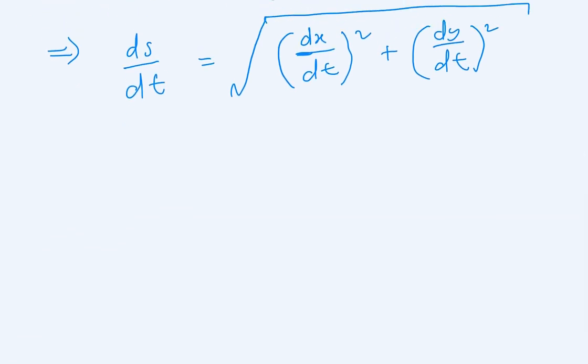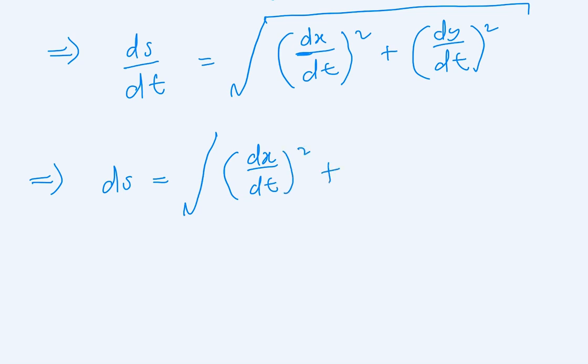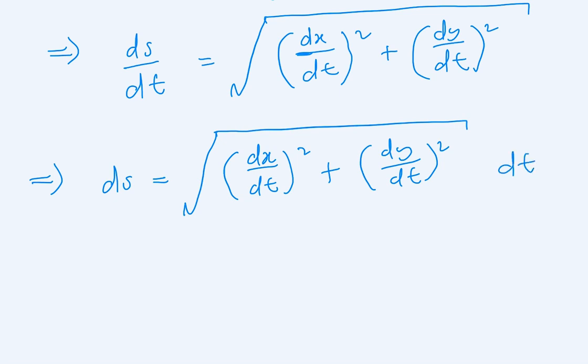So now you're here. So the next thing that we want to do now is just multiply it throughout by dt, because we want to have just ds on the left. So we multiply it throughout by dt, and we get that ds is equal to the square root of dx dt squared plus dy dt squared, multiplied by dt.